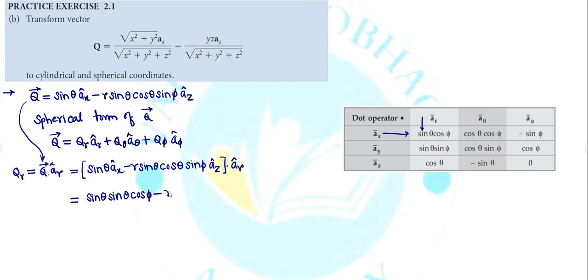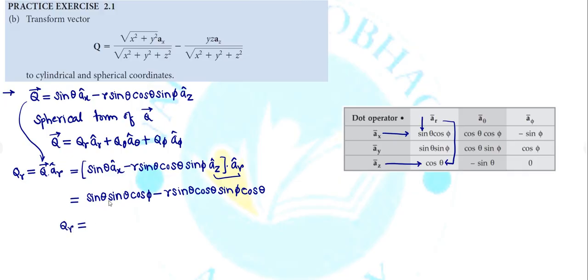Then minus, write that component as it is, minus r sine theta cos theta sine phi, having the dot product between a z and a r. So the dot product between a z, this over here, and this a r is what? We have that to be cos theta. Now you can have that multiplication. So we have that value of Q r.